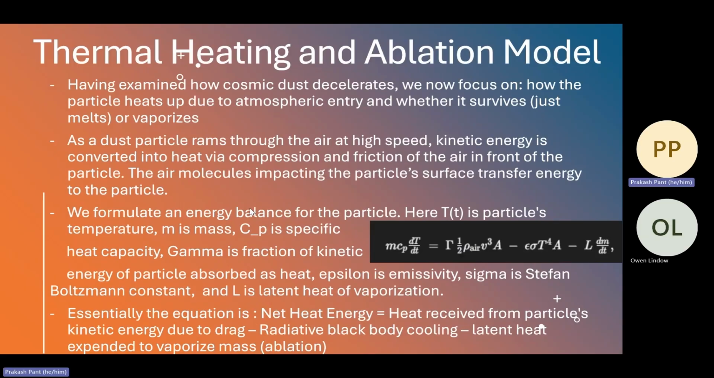The next model is the thermal heating and ablation model. Here we look at how the velocity of the particle will heat it and whether it will melt or not. So we have an energy conservation equation. In the given equation, the left side is the net heat energy. The first term is the heat received from the particle's kinetic energy due to drag. The next term is the radiative black body cooling, which lowers the particle's temperature. And the last is the amount of heat used to vaporize the mass, which also decreases the temperature. Because of that, we get a nice differential equation, which is our second differential equation.